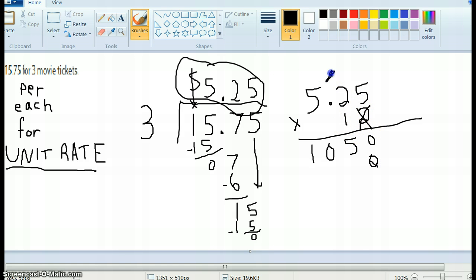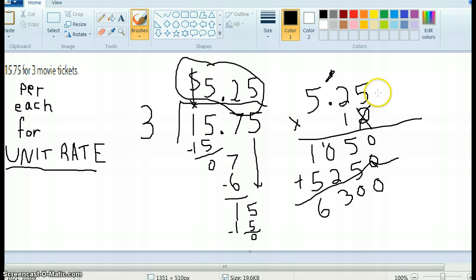And ignore this one from earlier. We're done with that. 1 times 5 is 5. 1 times 2 is 2. Keep yourself nice and lined up. 1 times 5 is 5. Now we're ready to add. You've got 0 here. 5 plus 5 is 10. Carry the 1. 1 plus 2 is 3. 1 plus 5 is 6.